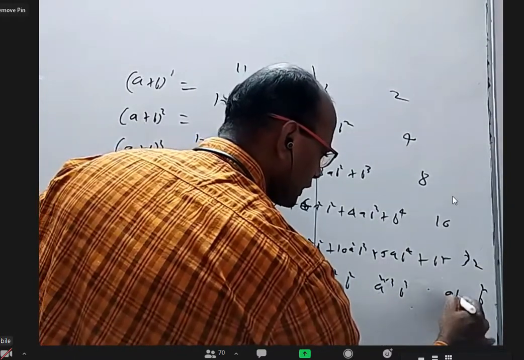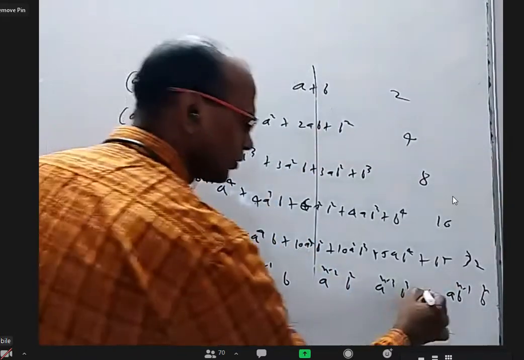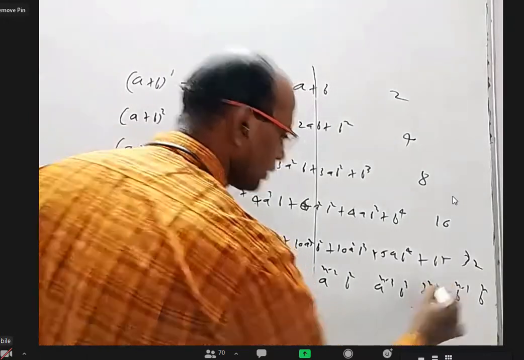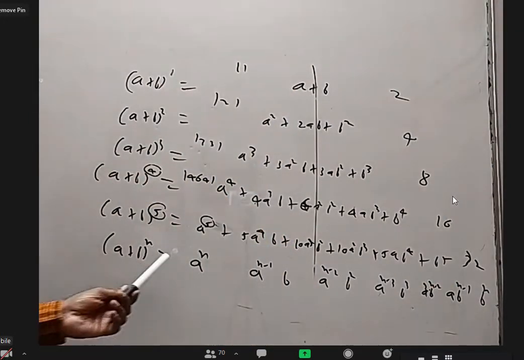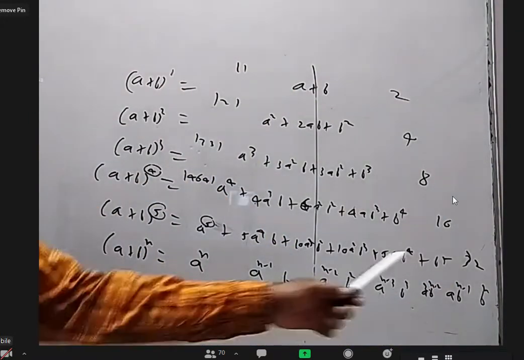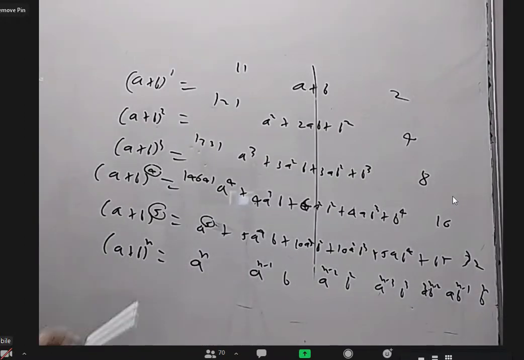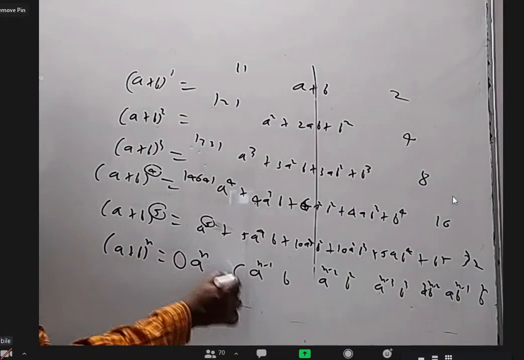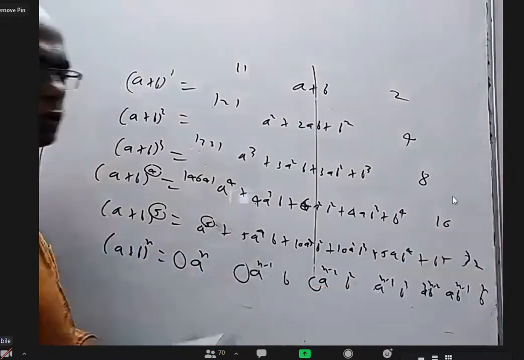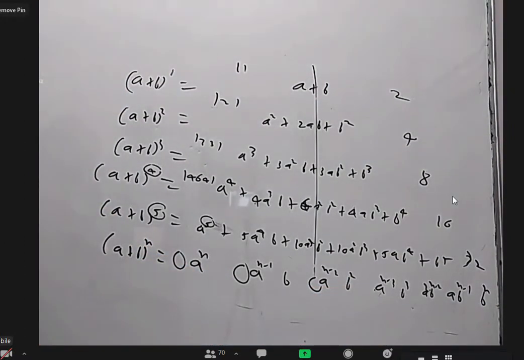And before that, a into b power n minus 1. Before that, a square into b power n minus 2. You can see slowly the power of a decreases and power of b increases. Every time sum of them is n. Of course, the coefficients are this is NC0, this NC1, this NC2, so on. Is it all right? Yes.